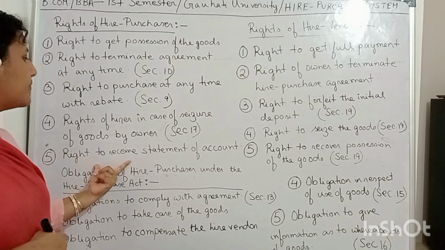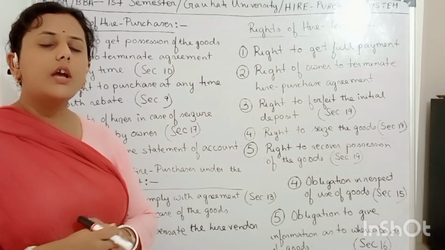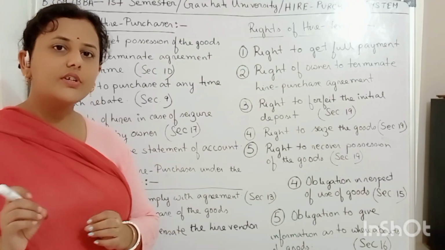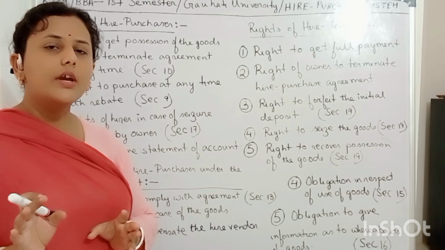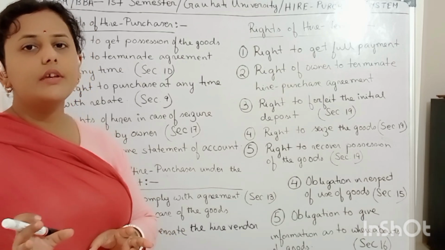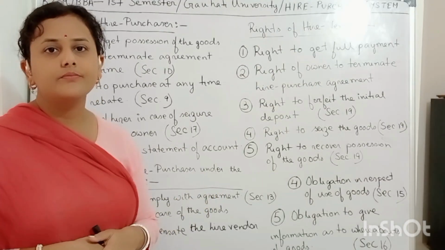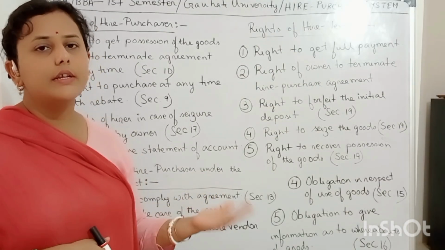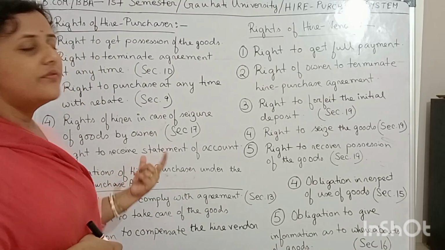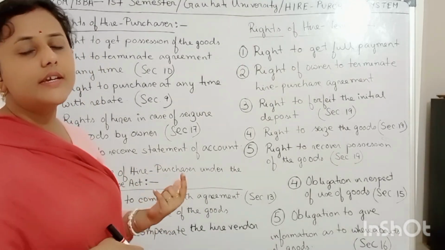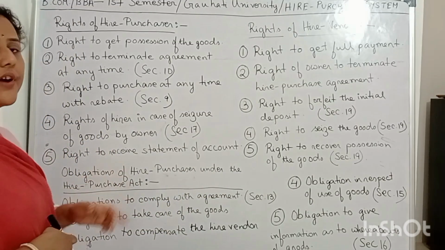Then point number 5, right to receive a statement of account. Statement of account means a summary of how many installments are paid and how many installments are payable. He can receive from the hire vendor a summary of what I have paid and what is payable, in the form of a statement of account. So that is said in point number 5.